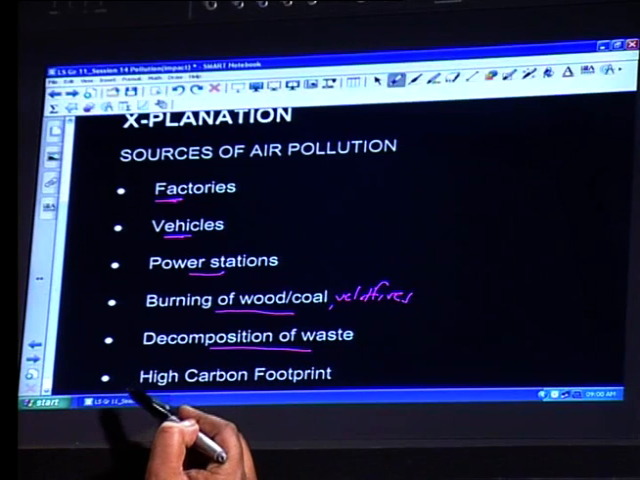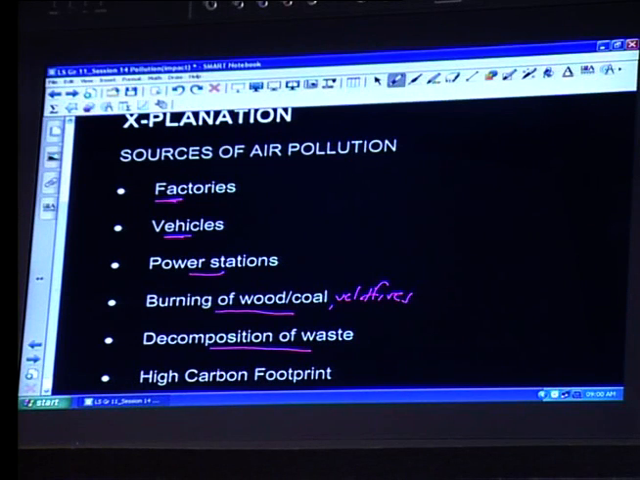The decomposition of waste. You find on the highways every day there will be dead dogs lying around, right? There will be dumps of litter illegally dumped, and as this decomposes, it contributes to air pollution.